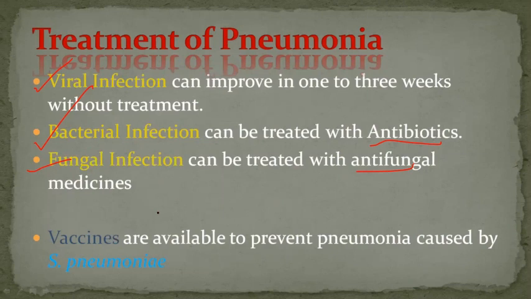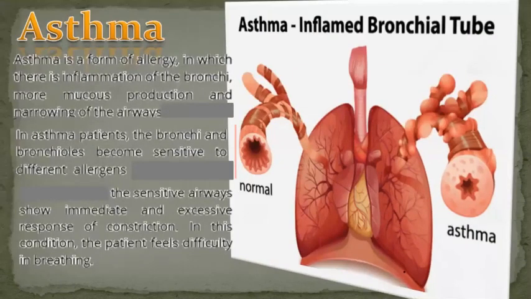Some pneumonia can be prevented by vaccines. Vaccines, we know, are given before the disease. So vaccines are available to prevent pneumonia caused by Streptococcus pneumoniae, but not for the others. We should also discuss antibiotics here, because most pneumonia is bacterial. Before the invention of antibiotics, lots of people died due to pneumonia in different parts of the world.